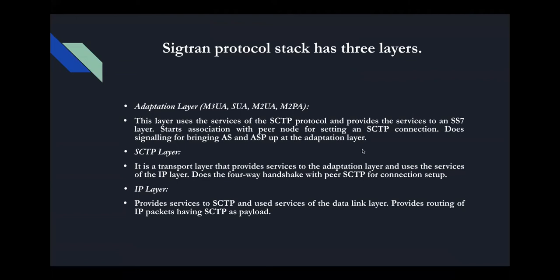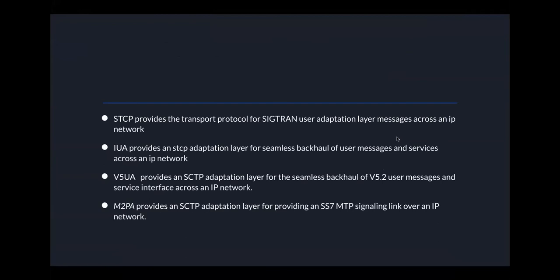Okay, the next slide. SCTP provides the transport protocol for SIGTRAN user adaptation layer messages across an IP network. The UA layer provides the SCTP adaptation for seamless backhaul of user messages and services across an IP network. So basically, SIGTRAN is an addition over the IP, over the internet, because the internet is growing, it's becoming bigger. So SS7 had to adapt, and SIGTRAN came there.